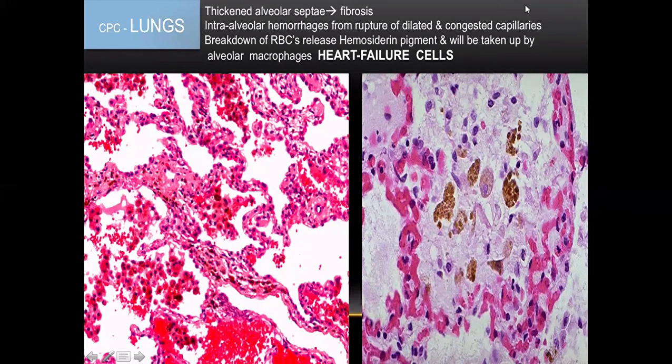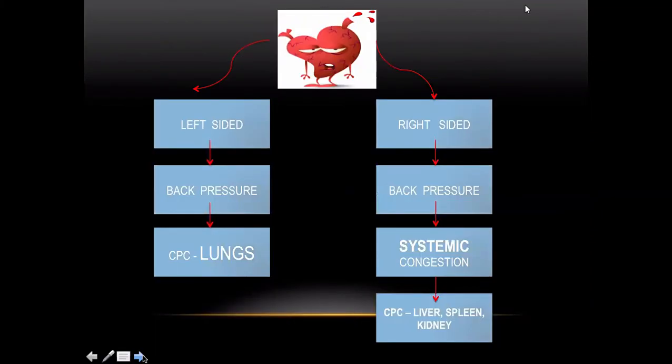No? These are heart failure cells. So these brown cells here are heart failure cells. Actually, these are alveolar macrophages that engulf brown hemosiderin pigment. Because of congestion, they form this type of cells. So these are called heart failure cells. No? So how about in the right-sided?